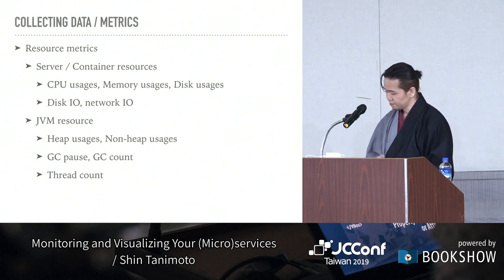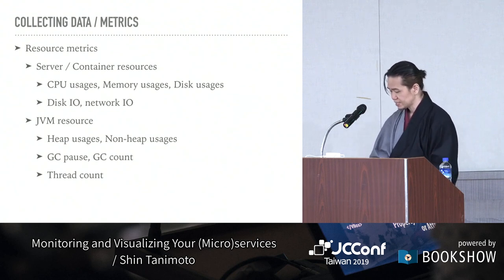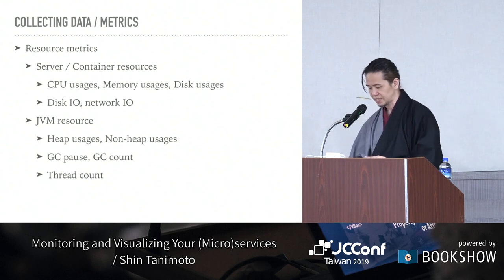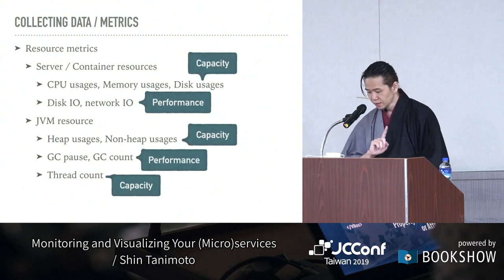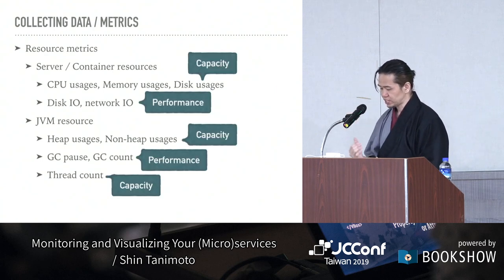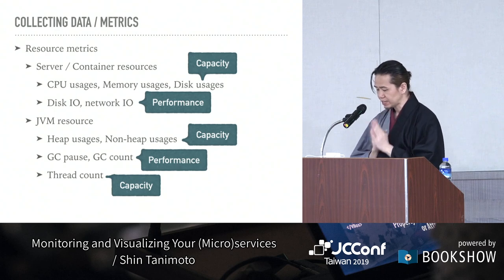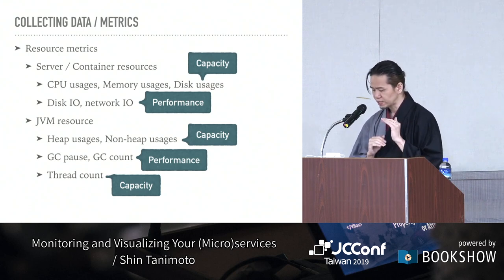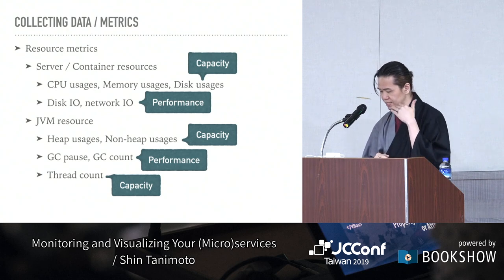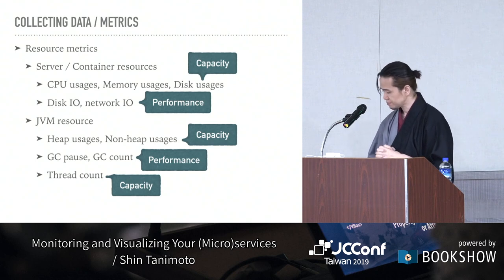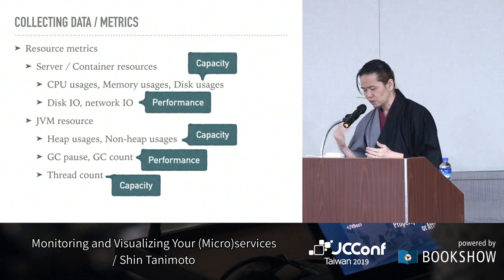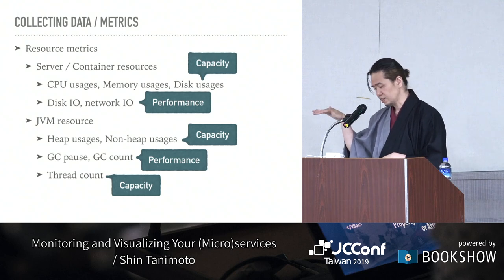And for JVM resources, the heap information is a must. And the information about the GCs and threads is particularly useful for performance troubleshooting, I think. So what each metric shows is divided here into capacity and performance. When capacity runs out, the system will shut down soon, so we have to deal with it when it exceeds a certain level. So we must monitor them and configure alerts from them. It is the same as checking the water level of a river or lake.